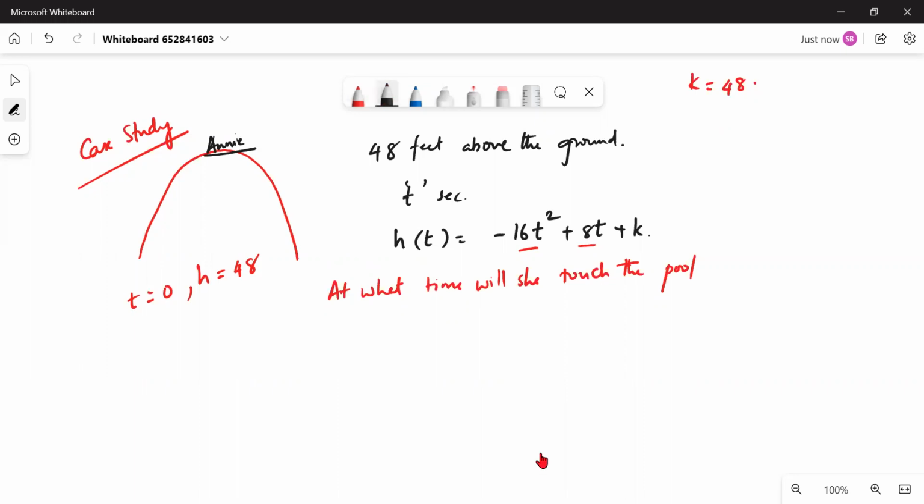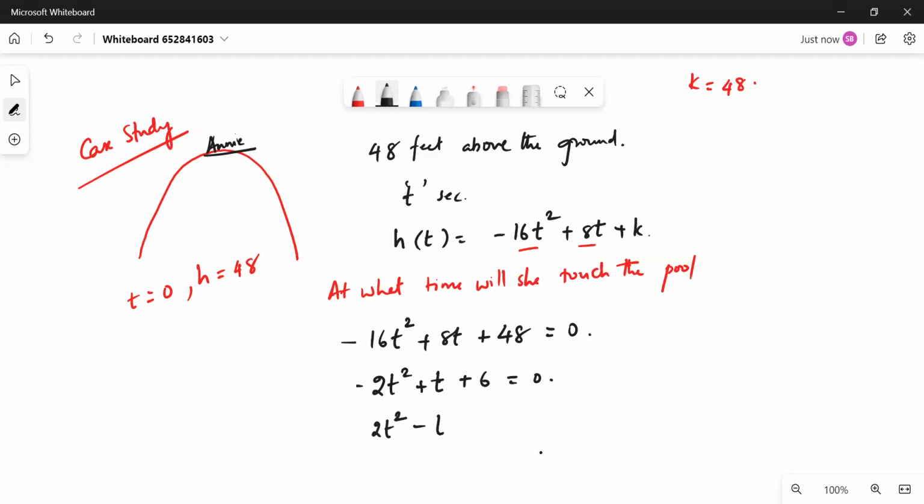See, when Annie touches the pool, the height will be 0, sir. You agree with me? That means minus 16t square plus 8t plus 48 will be equal to 0. I will take 8 common. So minus 2t square plus t plus 6 equals 0. Correct, sir? I will rearrange this expression and write 2t square minus t minus 6 is equal to 0.